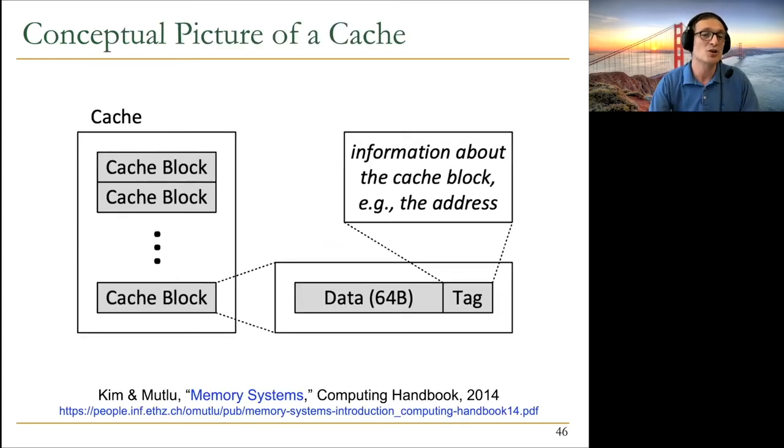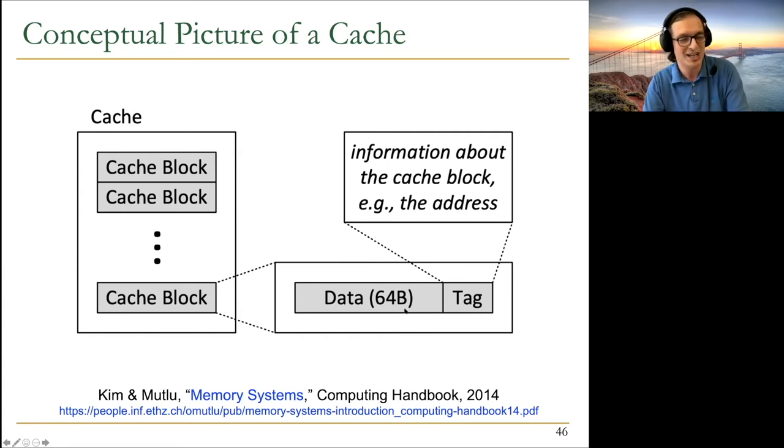So this is a conceptual picture of a cache from the reading that I assigned to you. Essentially, cache has a limited size of storage that can store some number of cache blocks. And in a cache block, essentially you need two different types of information. One is the data in the block. It could be 64 bytes.